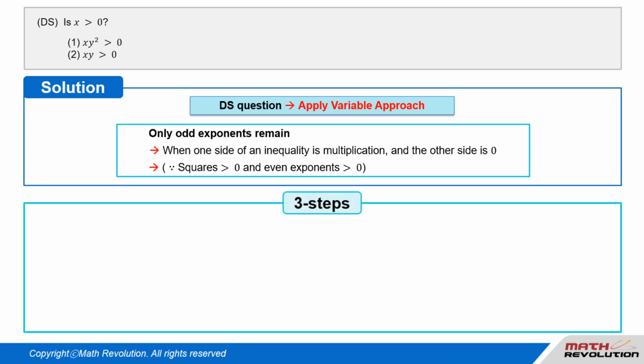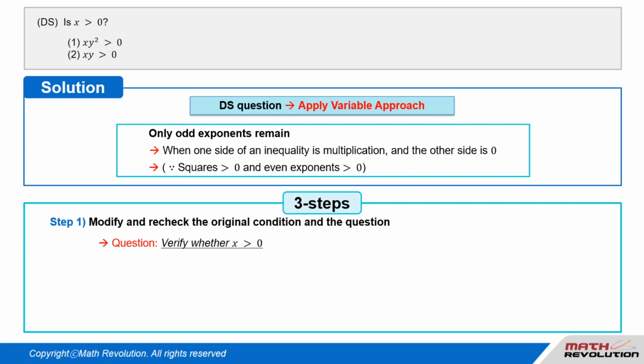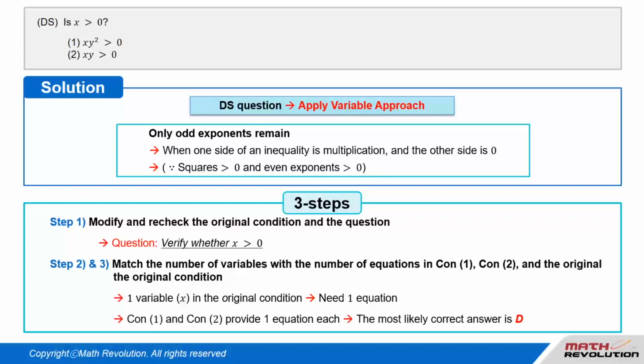Let's apply the 3 steps of the variable approach. Follow the first step of the variable approach by modifying and rechecking the original condition and the question. We are required to verify whether x is greater than 0. From the original condition, we have one variable, x. To match the number of variables with the number of equations, we need one equation. Since conditions 1 and 2 will provide one equation each, D would most likely be the answer.